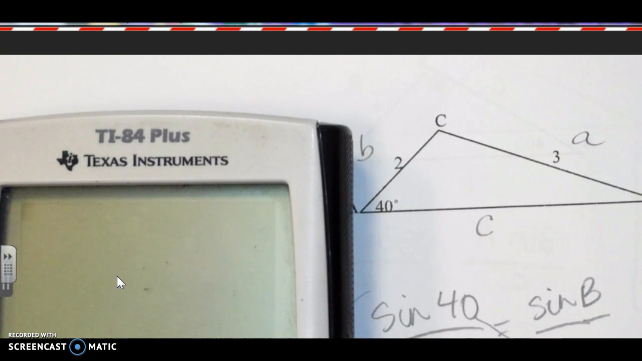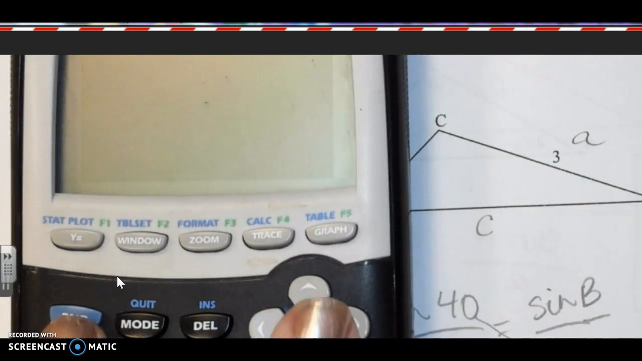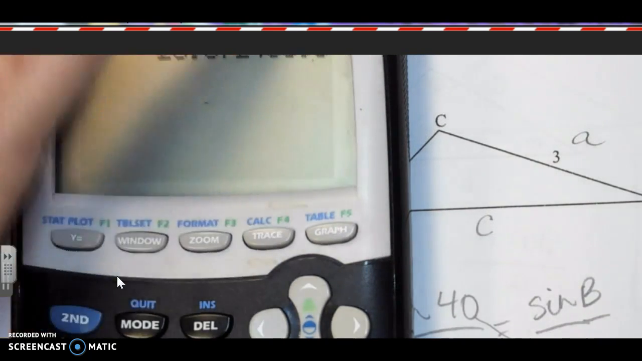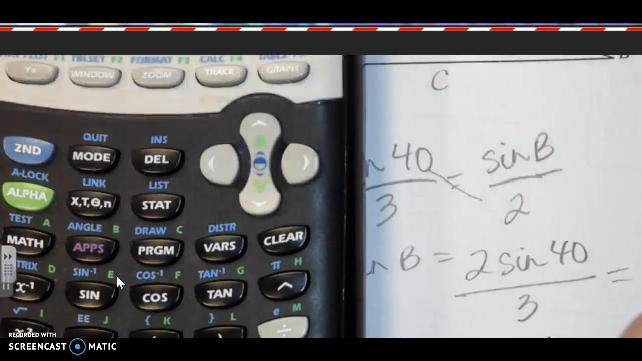So if I do that, then I need to do second function sine 0.4285 and then enter. So that angle B is going to be about 25 degrees. And you can round it down to a whole number. It's fine. It's going to be about 25 degrees.